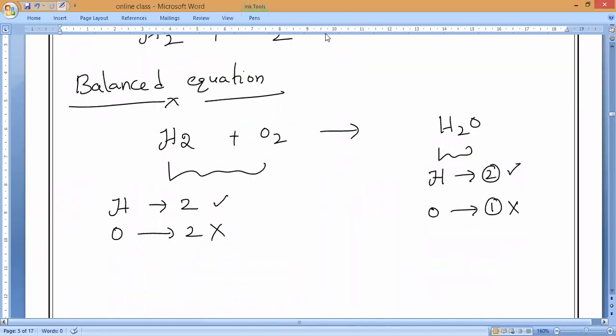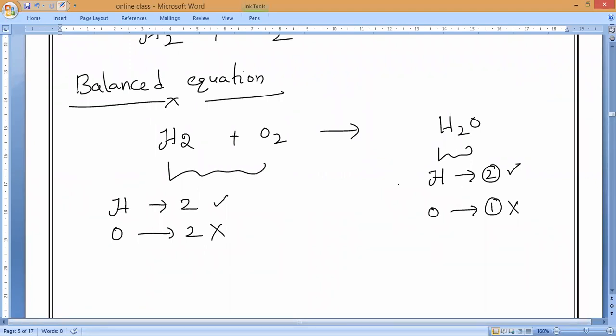If I try to balance one element, another element will become imbalanced. Yes or no, Shakti? Yes, sir. Keep it in mind. If I try to balance some element, some other element will become imbalanced. So that is what everybody should remember.